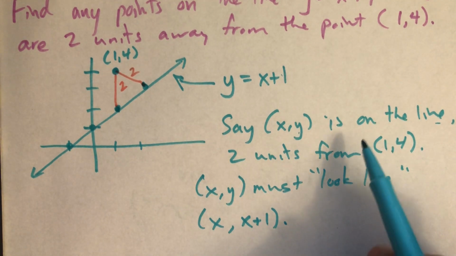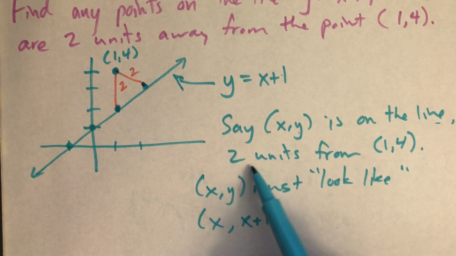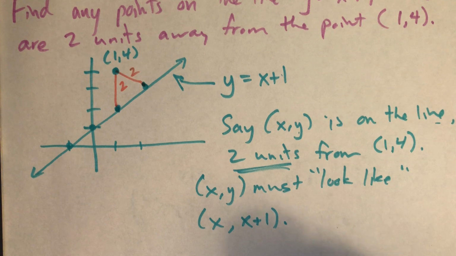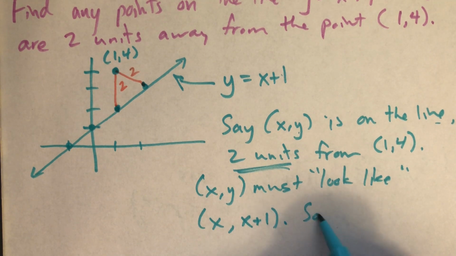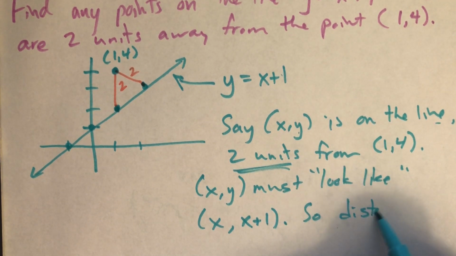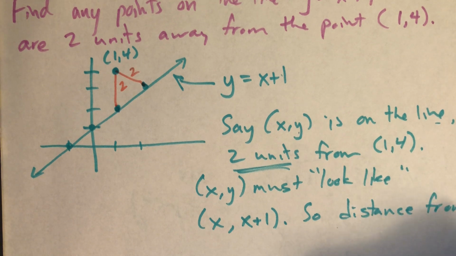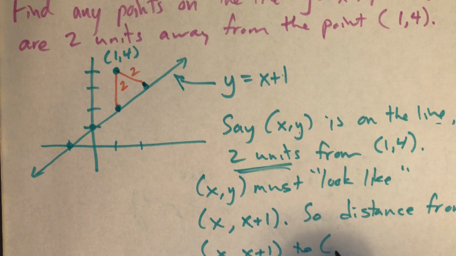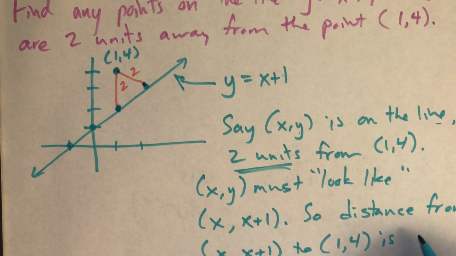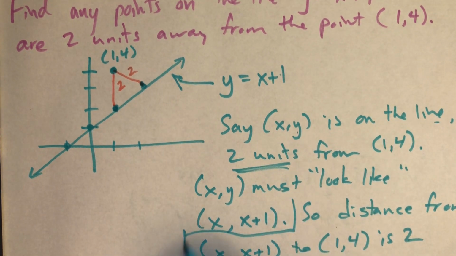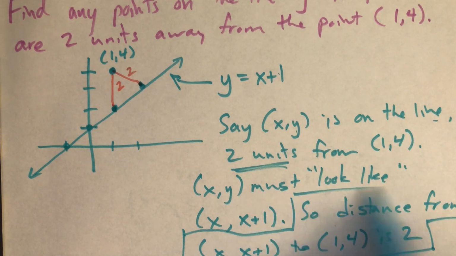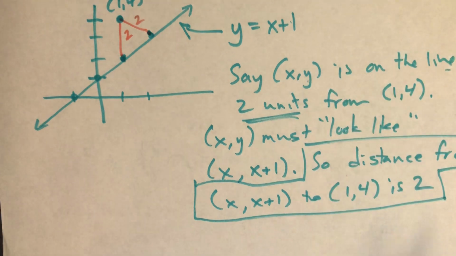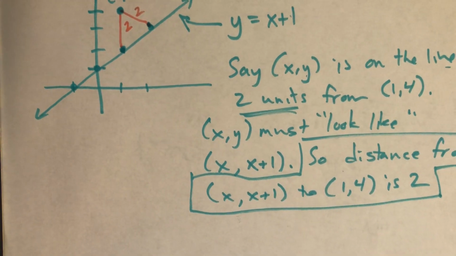So now we can just use the distance formula. If that point is 2 units from (1, 4), we can use the distance formula now, right? So the distance from (x, x plus 1) to (1, 4) is 2. So we can take this statement in English and use the distance formula to write what has to be true here.